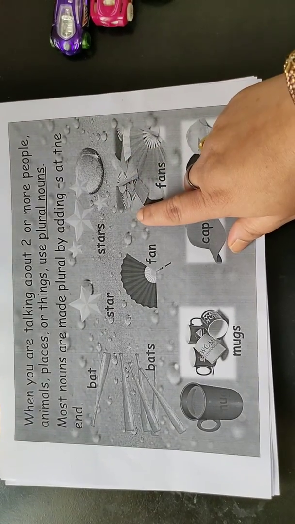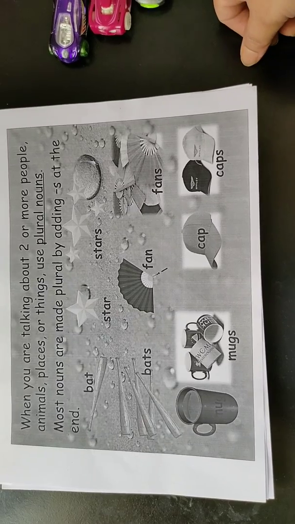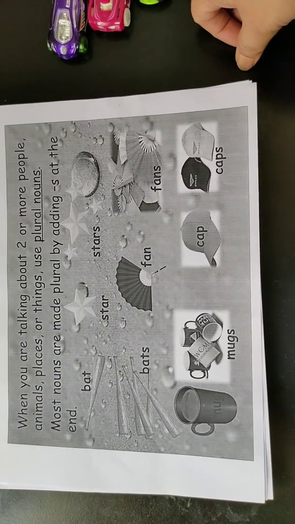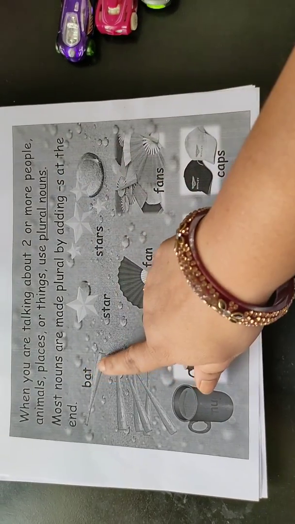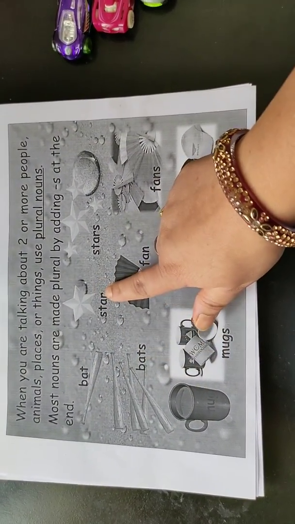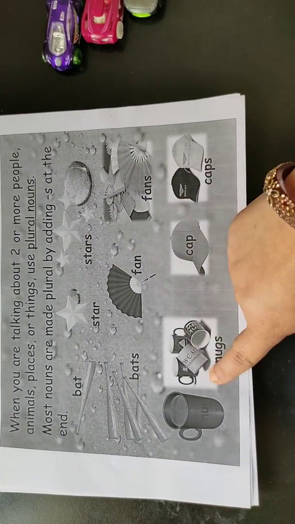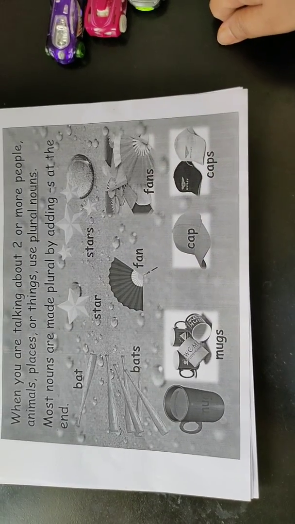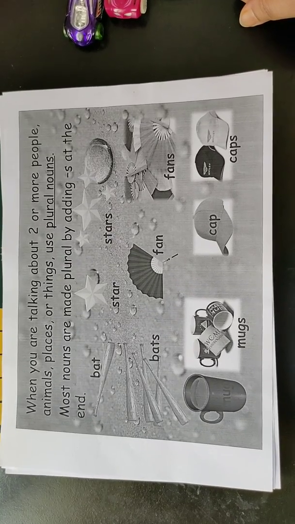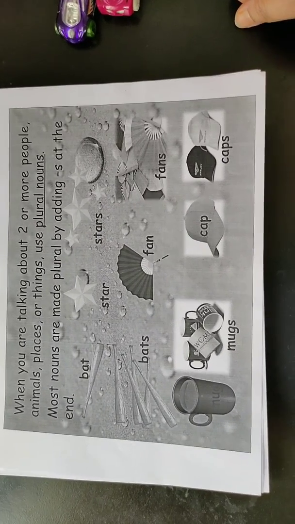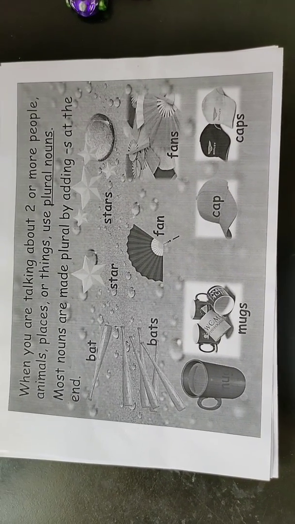Now when we are talking about two or more people, animals, places or things, we use plural nouns. And most nouns are made plural by adding s. All the simple ones like bat, bats, star, stars, fan becomes fans, cap, caps, mug, mugs. Now can you do something? Can you make a list of the nouns that can be made plural just by adding s? You can pause the video and make your list.